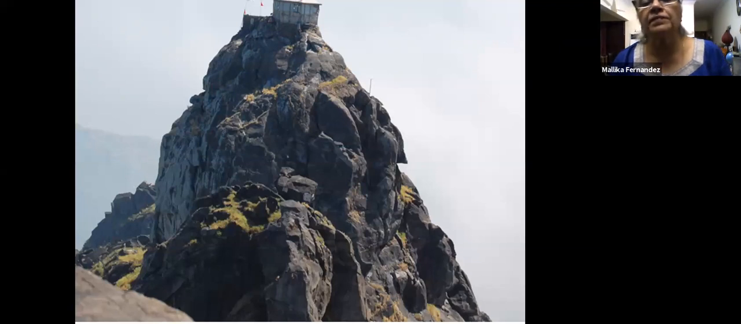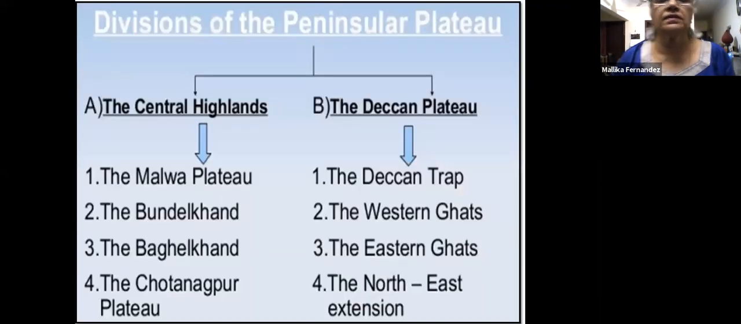So you don't have to climb the steps. Otherwise, there are steps that you have to climb to reach the top, and you can go up through a rope way now. That's been in the news. So these are the divisions of Peninsular Plateau region.